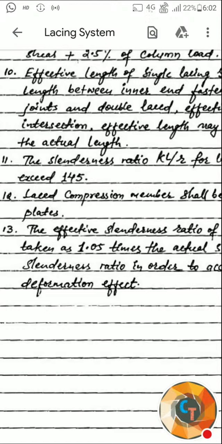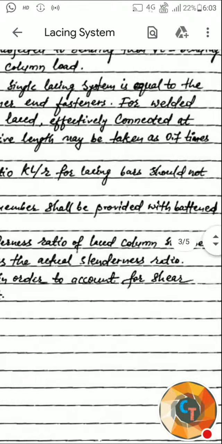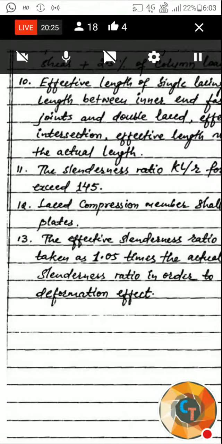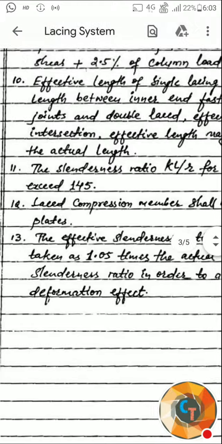We are connecting the main members with lacing bars, whether it is two members, four members, or whatever it may be. In that case, the slenderness ratio of the lacing bar also has to be maintained, so that it should not exceed 145. Is it clear? Next, I'll proceed to the 12th point.